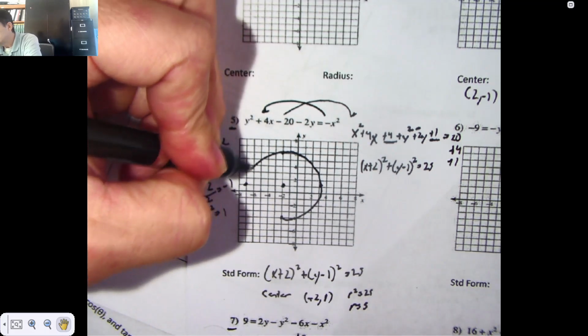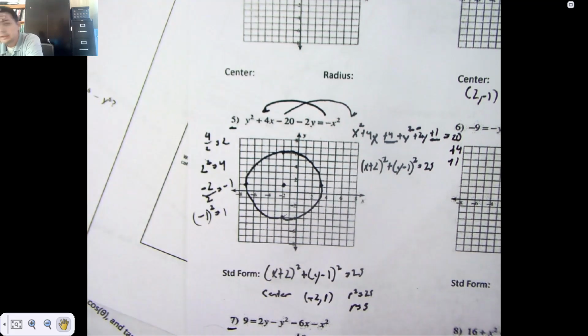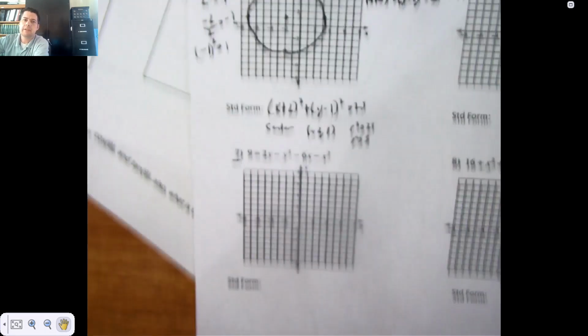I'm a little disoriented still. I haven't recovered from whatever crud I had last week. And there is my circle that looks more like Stewie Griffin's head.